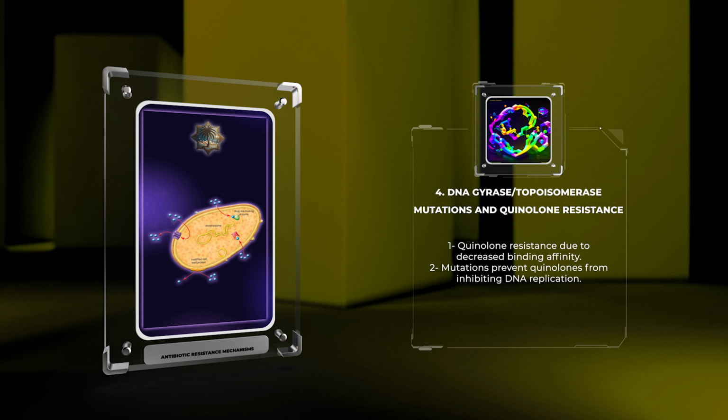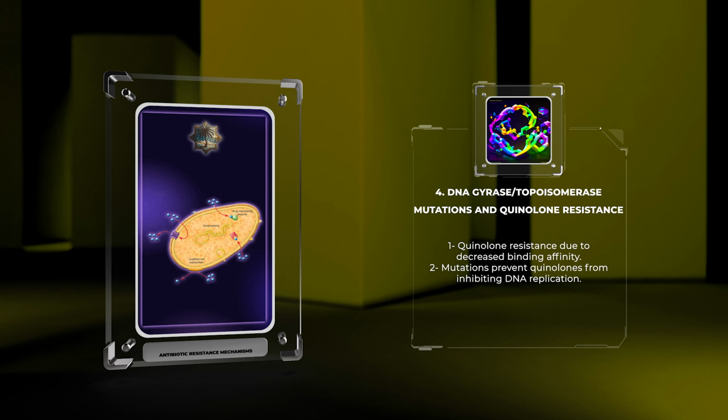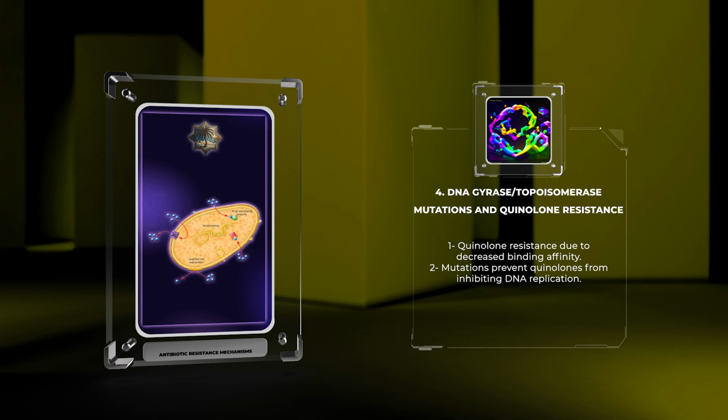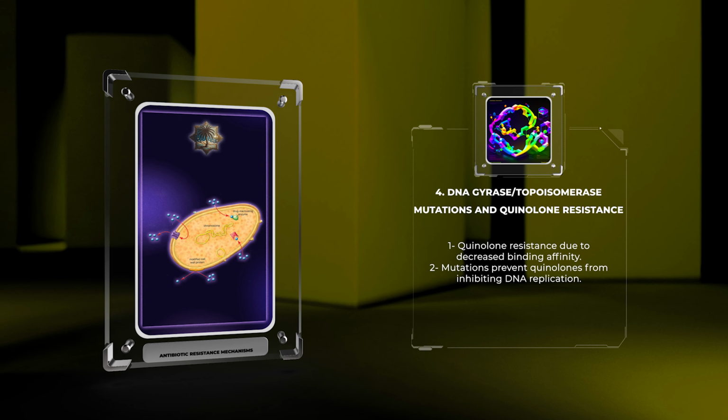These mutations result in a decreased binding affinity between the quinolones and the enzymes, preventing the drugs from inhibiting DNA replication effectively. This allows bacteria to survive and multiply despite quinolone treatment.